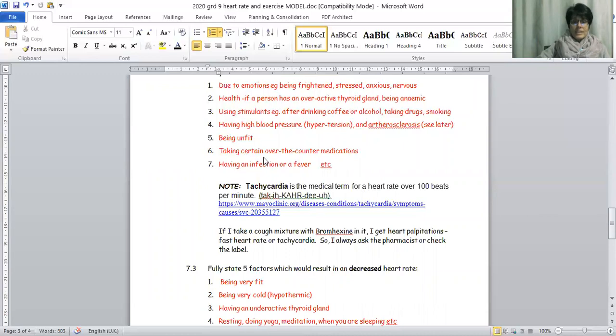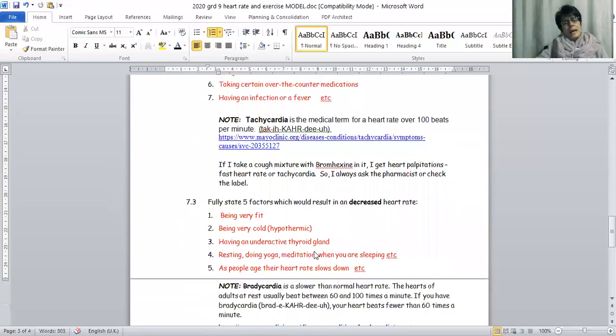Now, over here, taking certain over-the-counter medications. Sometimes I've got this postnasal drip and that mucus, and I get a cough, something I get every year. I haven't been coughing too much this year. I go to the chemist and I get a cough mixture. I have to check if it's got something called bromhexine. I thought it was called bromhexamidine, but it's bromhexine. If the cough mixture has that, I can actually feel my heart. It goes like palpitations, and I can feel it throbbing in my temples. So that's tachycardia due to medication. So I always have to check if the medicine has this substance in it, because it doesn't agree with me.